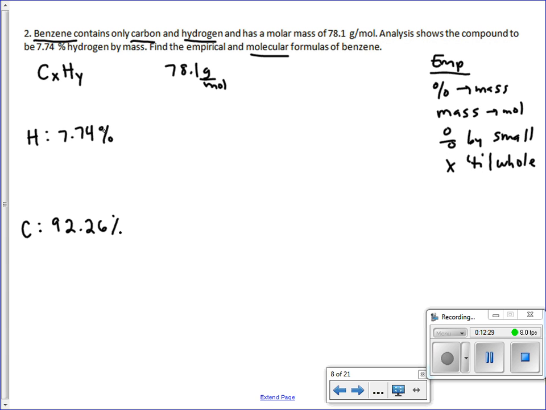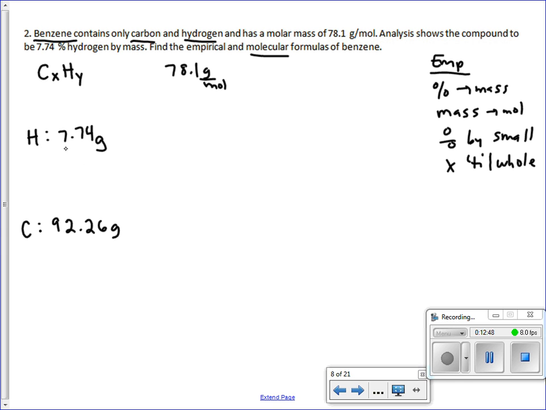Okay, so we already have the percents, and we want to convert first to mass because it doesn't tell us the entire mass of the compound. Since these percents add up to 100%, we can just assume 100 grams, and we'll turn these percents directly into mass by changing the percent to grams.